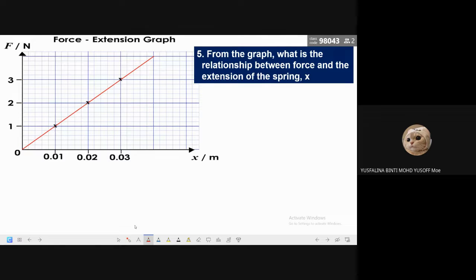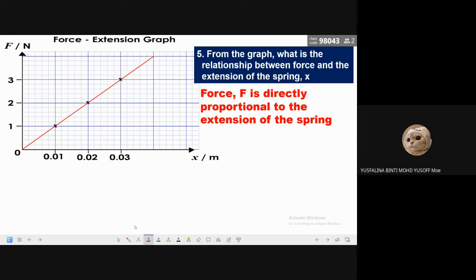Okay, so from the graph, what is the relationship between force and the extension of the spring? This one we already discussed just now is directly proportional because it passes through the origin. If increasing linearly, it should be here, okay? Or if decreasing linearly, it's like this.